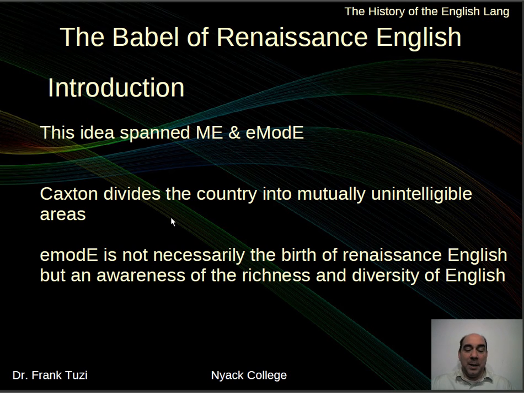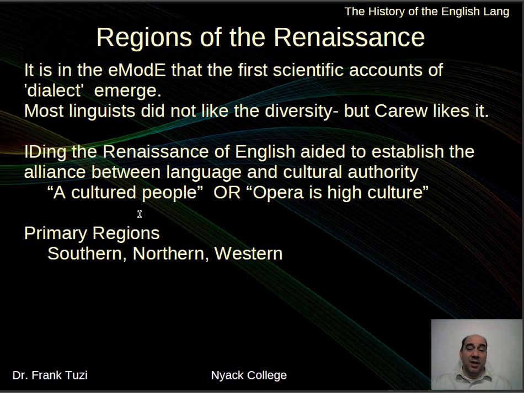So early modern English is not necessarily the birth of Renaissance English, but at this time you begin to see this awareness of the richness and the diversity of English. And I use those words, richness and diversity, because I actually don't see it as a negative, like many of the linguists did during this time. What they wanted to do was to have everything unified because they didn't like the other types of English. I see it as a richness. I see it as a diversity.